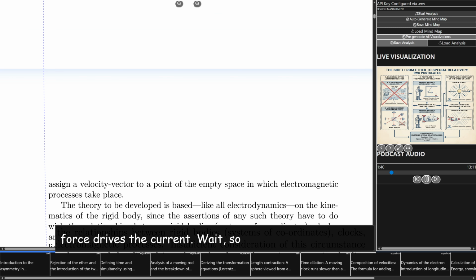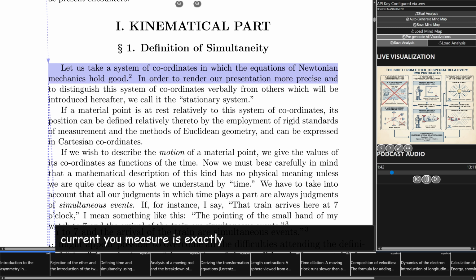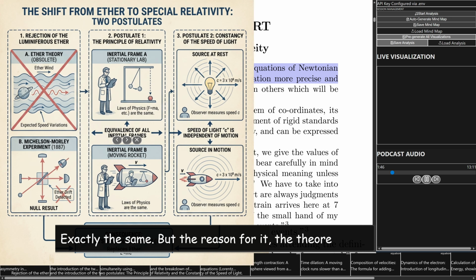Wait, so the end result, the current you measure, is exactly the same in both cases? Exactly the same. But the reason for it, the theoretical explanation, totally changes based on what you decide to call stationary. It just feels wrong, doesn't it? The physics shouldn't depend on your point of view like that. That's precisely what bothered Einstein.